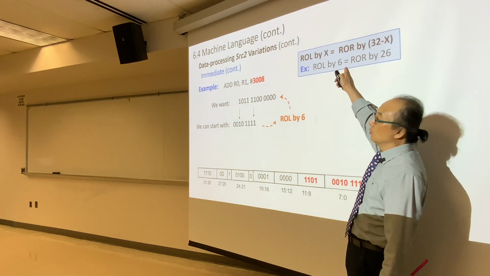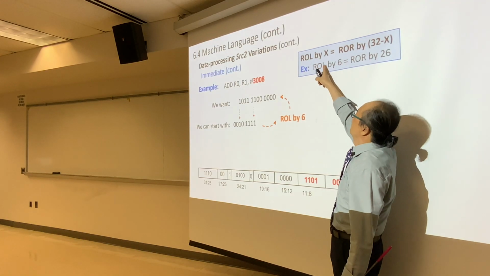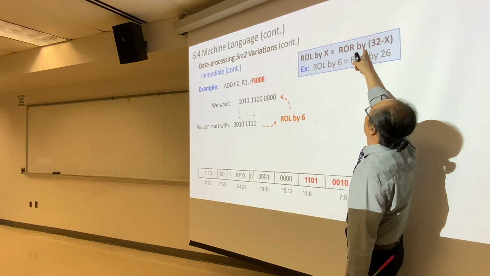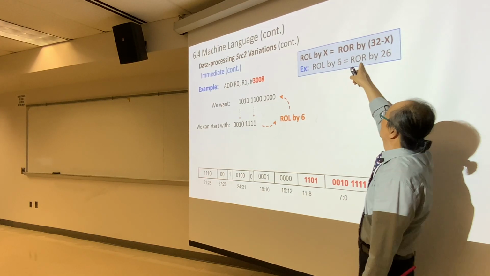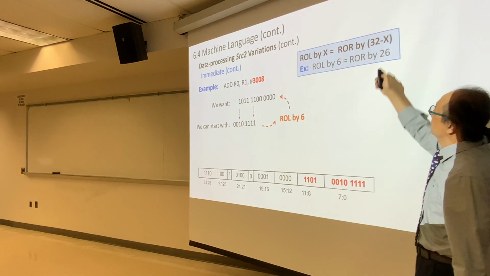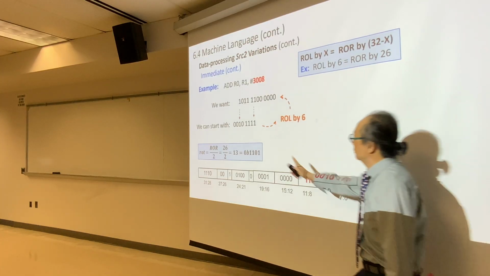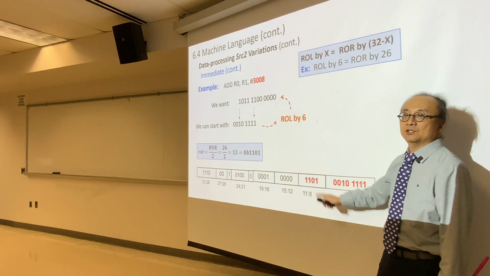But now we know rotate left by 6 means rotate right by 32 minus x. So rotate left by 6 means rotate right by 26. And then rotate 26 divided by 2 is 13. That is the same number we have.